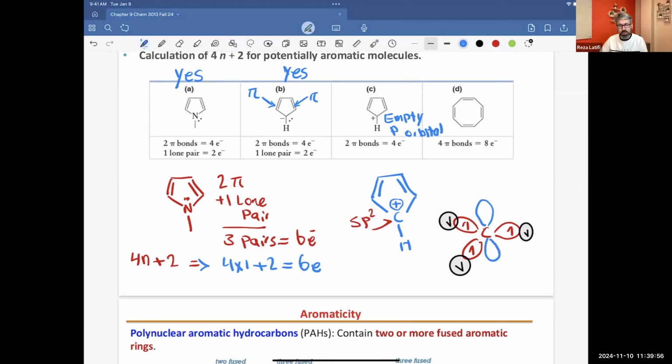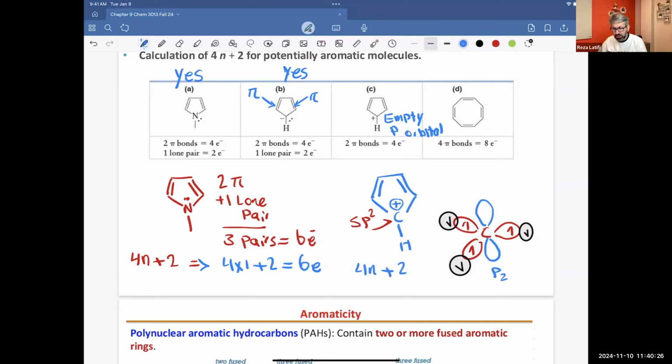If that p orbital can make a bond with a neighbor atom, then it will be octet. But this p orbital, let's call it pz, is empty. There is no electron in it, and I'm going to keep it as it is. So I do have an empty p orbital, but we have only 4 electrons. So 4 electrons plus an empty orbital. So I'm going to say this is going to be 4n plus 2.